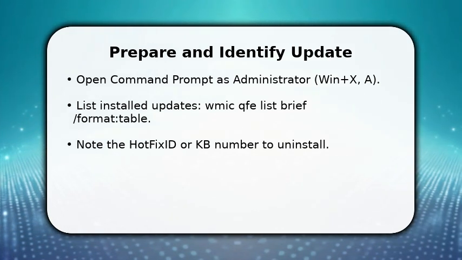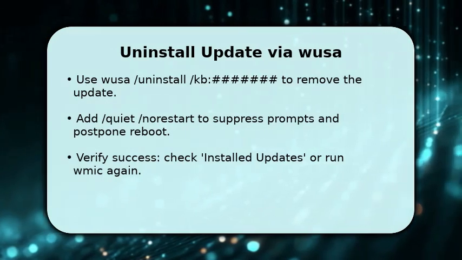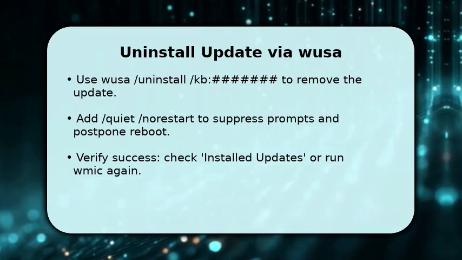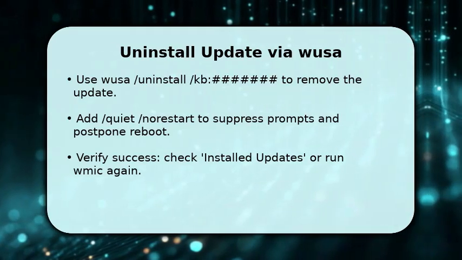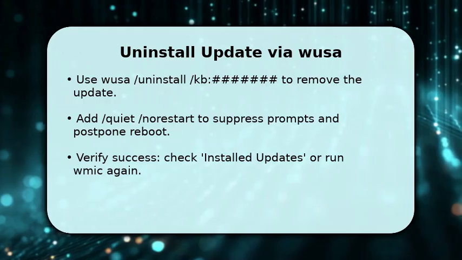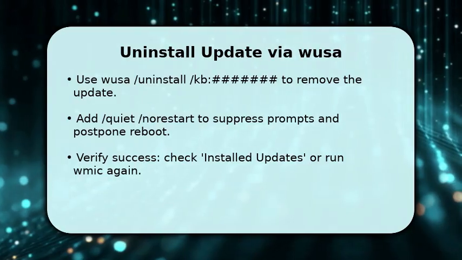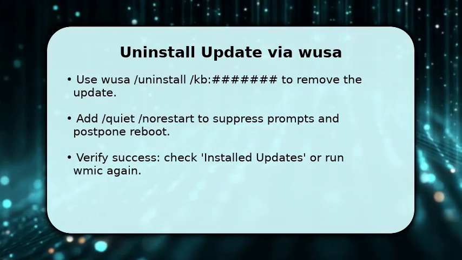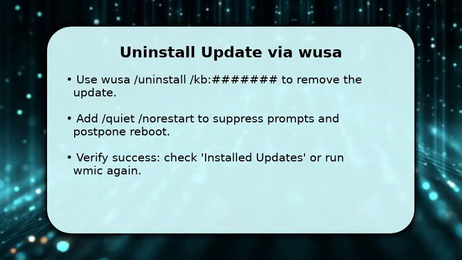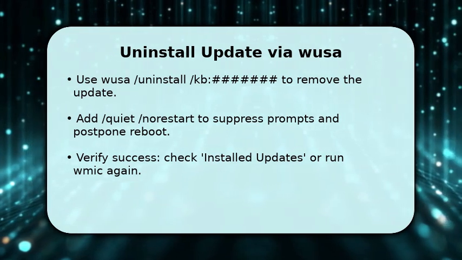You will now run the uninstall command, wusa /uninstall /kb:, followed by the KB number you noted. Execute it without modifiers first to see prompts, or include /quiet /norestart if you want no interaction and to control when the system restarts. After the command completes, give Windows a minute to apply changes, then verify removal by relisting updates with wmic qfe or checking Control Panel's installed updates. If it reports failure, record the error code before moving to recovery steps.